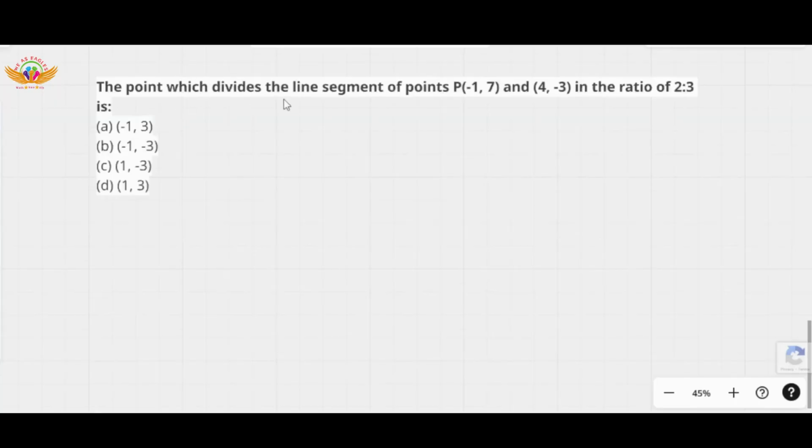Yes, the point which divides a line segment of points P and Q in the ratio 2:3. Whenever you see the ratio, directly use your section formula. Okay, what is the section formula?